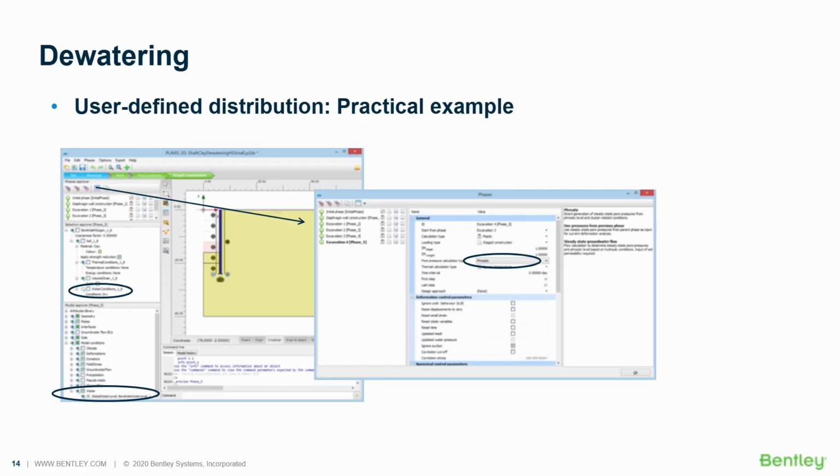And the water conditions here is what will define the water level in a specific cluster based on hydrostatic distribution. So in that particular example, this cluster has been set to dry, which means that water has been completely removed, but in that specific cluster only.